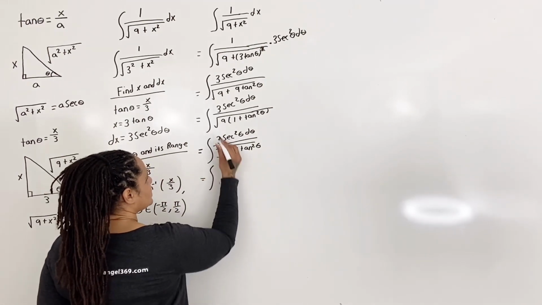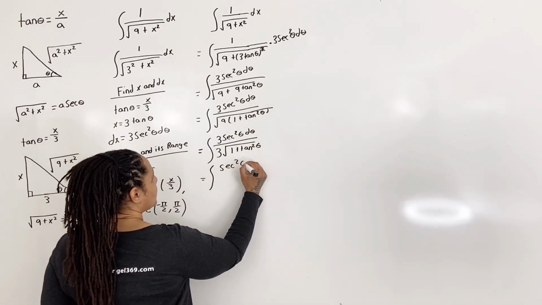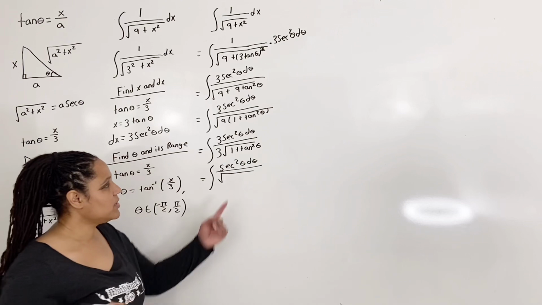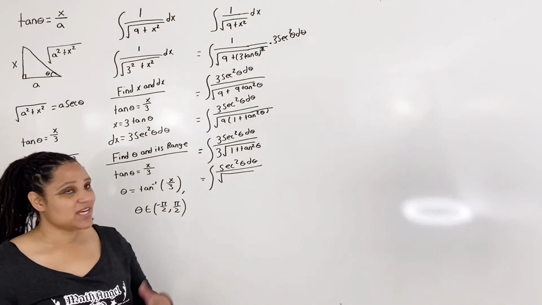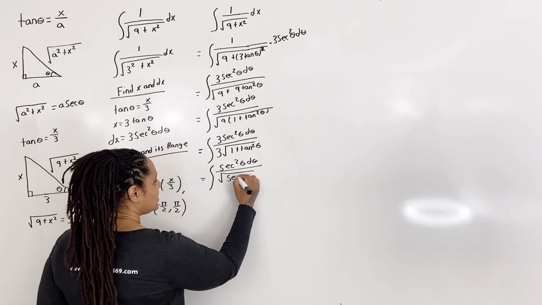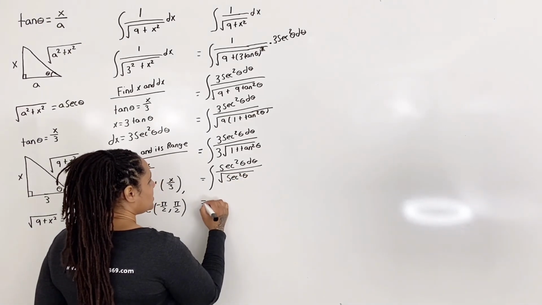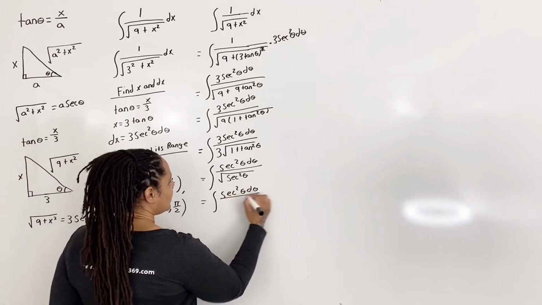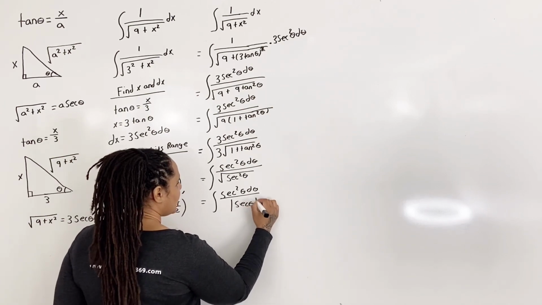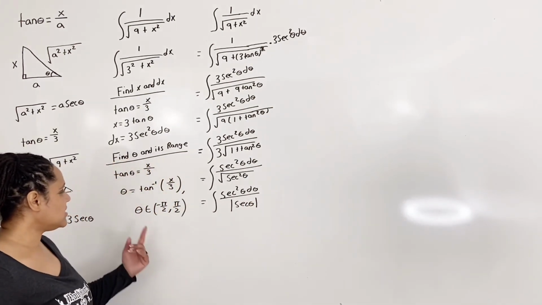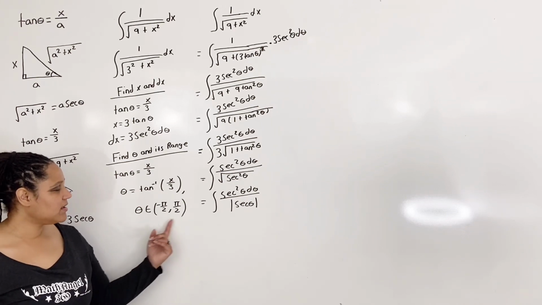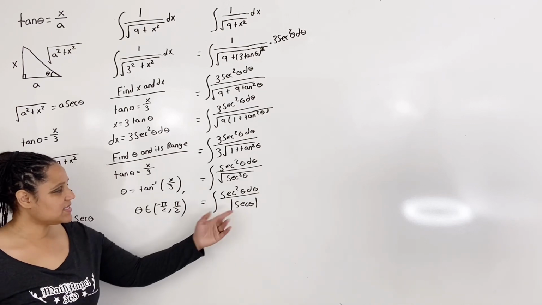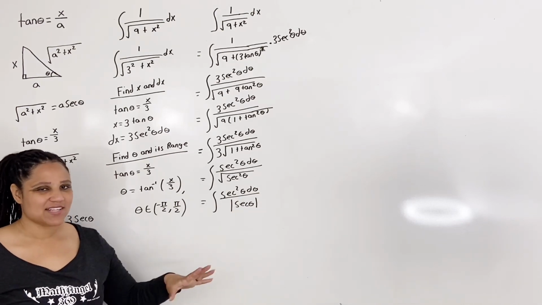And now we get a cancellation here. So that's secant squared theta d theta divided by the square root of, now 1 plus tan squared theta is equal to secant squared theta. So this is equal to the integral of secant squared theta d theta divided by the absolute value of secant theta. And we know that since theta belongs to the interval between negative pi over 2 to pi over 2, secant of theta is always positive.